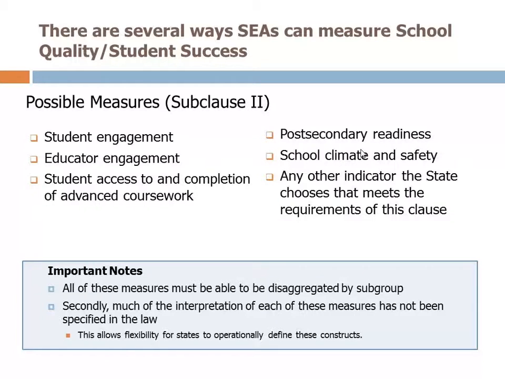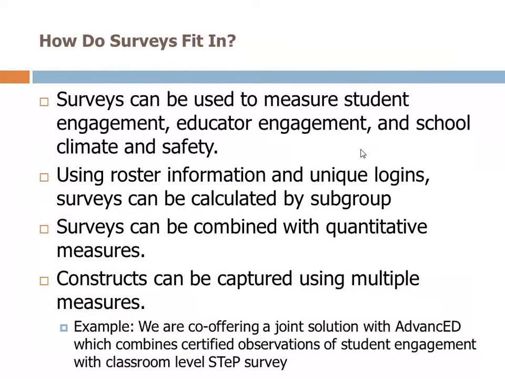As you're starting to define it, we wanted to think about how surveys are going to fit into this equation. Surveys can address a few of the indicators that we listed. They could be measuring student engagement, educator engagement, as well as school climate and safety topics. And to address the subgroup piece, you can use roster information and unique logins for each student or stakeholder so that surveys can be calculated and aggregated by subgroup.